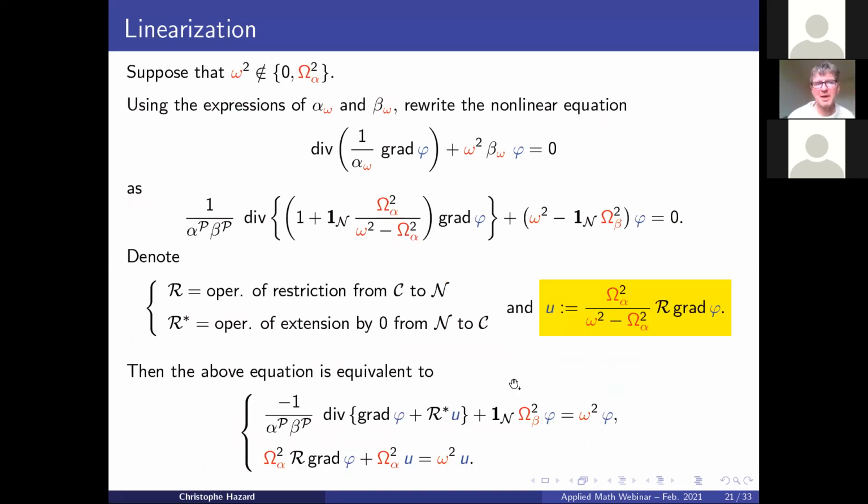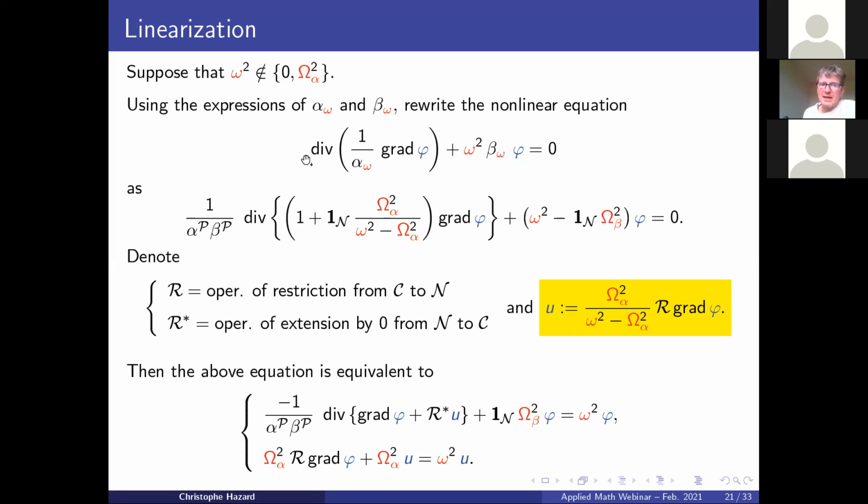So let's begin with the first step, linearization. Here, I assume that omega is different from 0 and omega alpha. If you remember, at 0, the values of alpha omega and beta omega tend to infinity, so I exclude that. And for omega alpha, the value of alpha omega is 0, so this ratio tends to infinity. So I exclude these singular values.